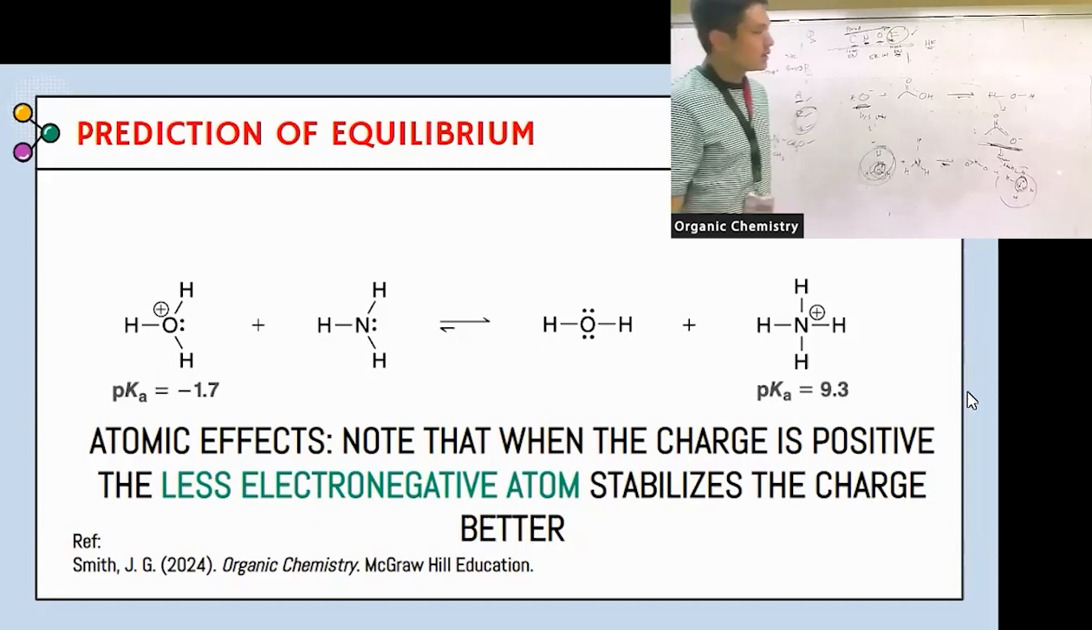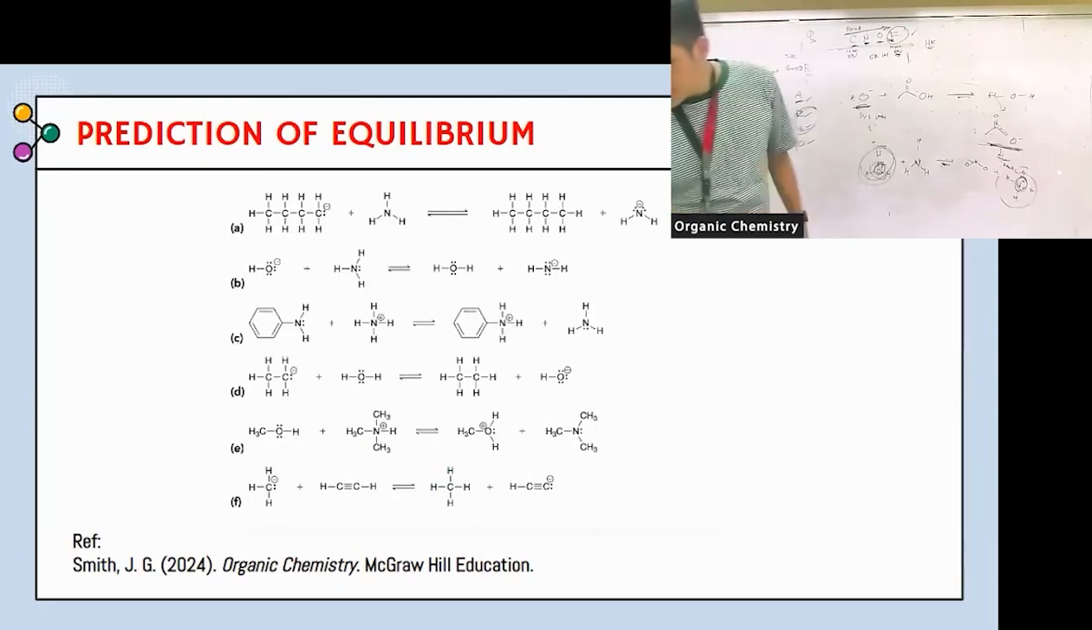Next slide. So here are some exercises. Let's just do one. Let's do the first one. Among these, which side is more stable? Is it the one with the C negative or the one with the N negative? The negative charge on the C or the negative charge on the N?